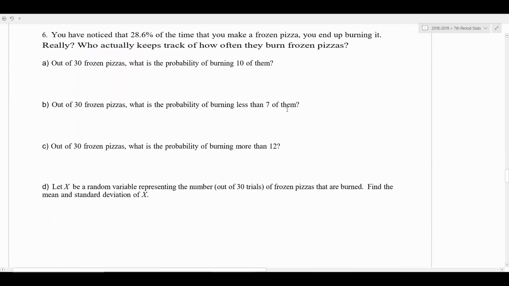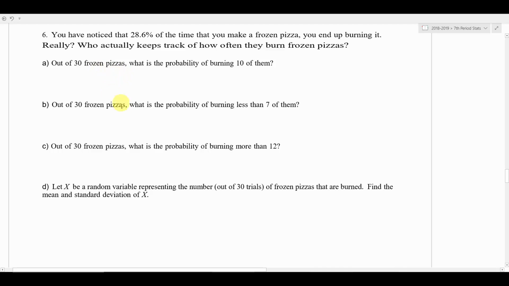And we're going to move over to number 6. Now, it says you notice that 28.6% of the time that you make a frozen pizza, you end up burning it. I mean, it's a ridiculous problem, but no one really keeps track of how often they burn a frozen pizza in the oven, but it's all in good fun here, right? So it says out of 30 frozen pizzas, what is the probability of burning 10 of them?